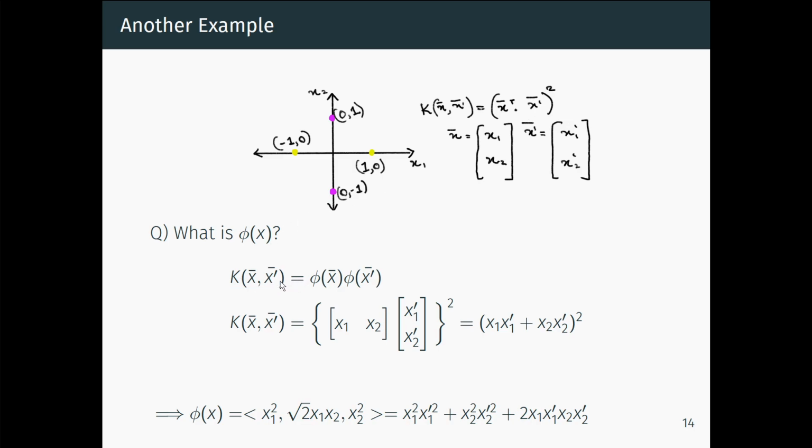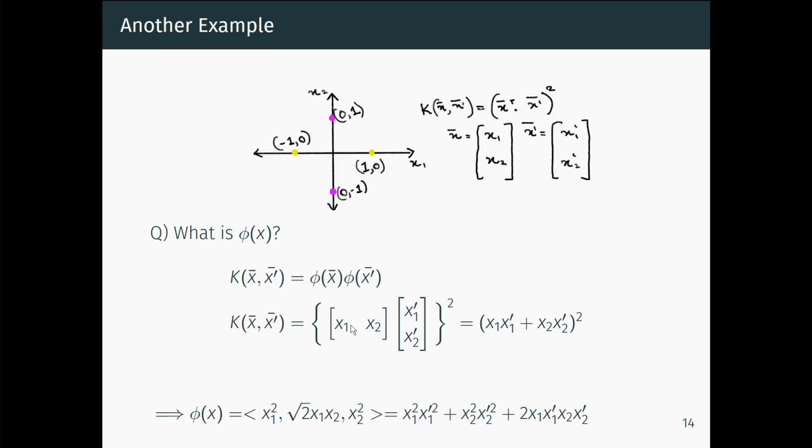So we already know that k of x, x prime is the same as the dot product of phi of x and phi of x prime. But let's just try and calculate phi of x. Let's try and understand, using this particular kernel function, what is the transformation that we get, or in what space does the kernel function project this data to, right? So we write k of x and x prime as the matrix product between the transpose of the first vector and the second vector.